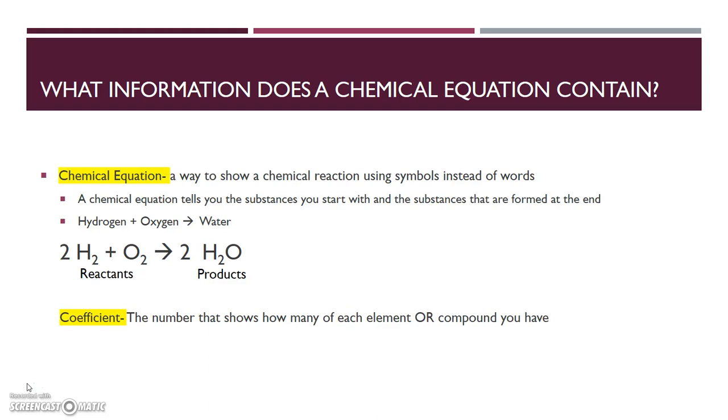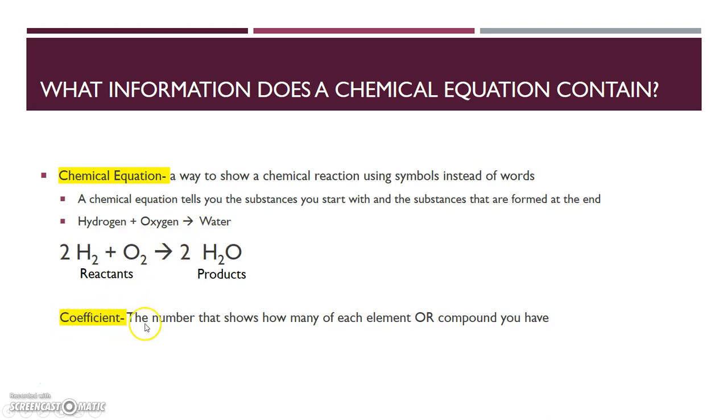A chemical equation is a way to show a chemical reaction, like the one we saw in class today, using symbols instead of words. And a chemical equation tells you the substances you start with and the substances that are formed at the end. So in our case, we take our hydrogen and our oxygen and we make water. So we have 2H2 plus an O2 yields 2H2O. And we'll talk about why these are 2's in just a second.